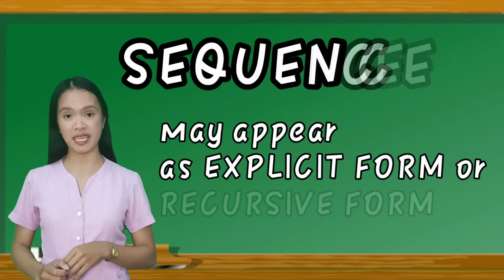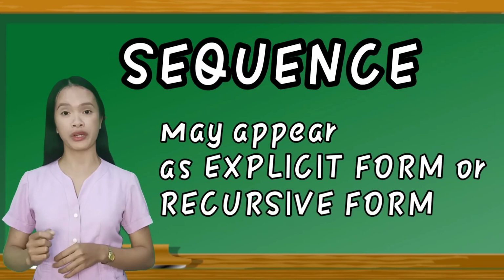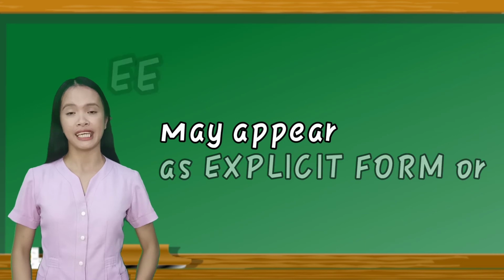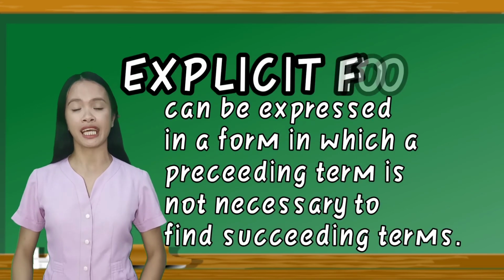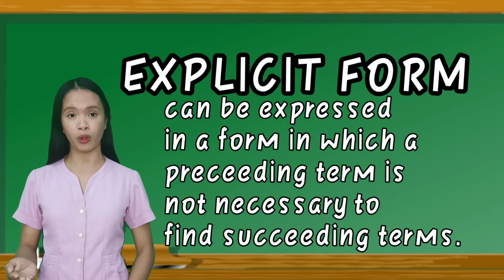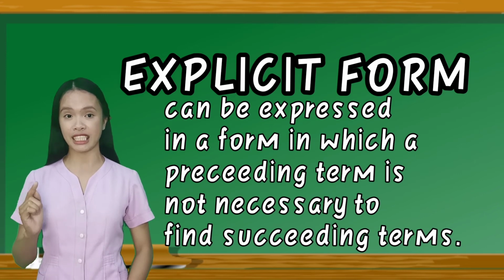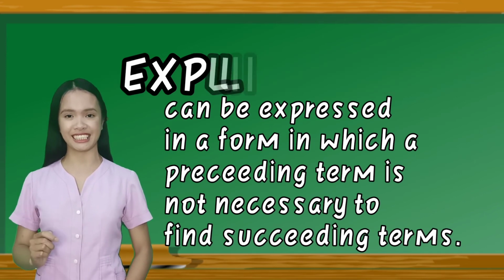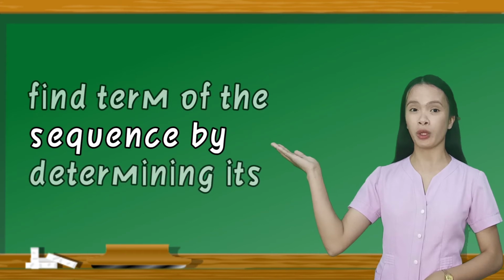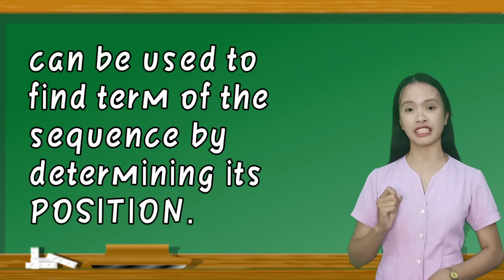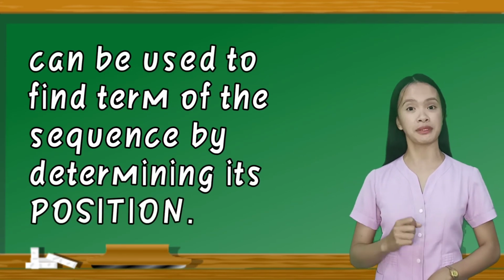A sequence may appear as explicit form or recursive form. Explicit form of a sequence can be expressed in a form in which a preceding term is not necessary to find the succeeding term. This explicit form can be used to find the term of the sequence by determining its position.